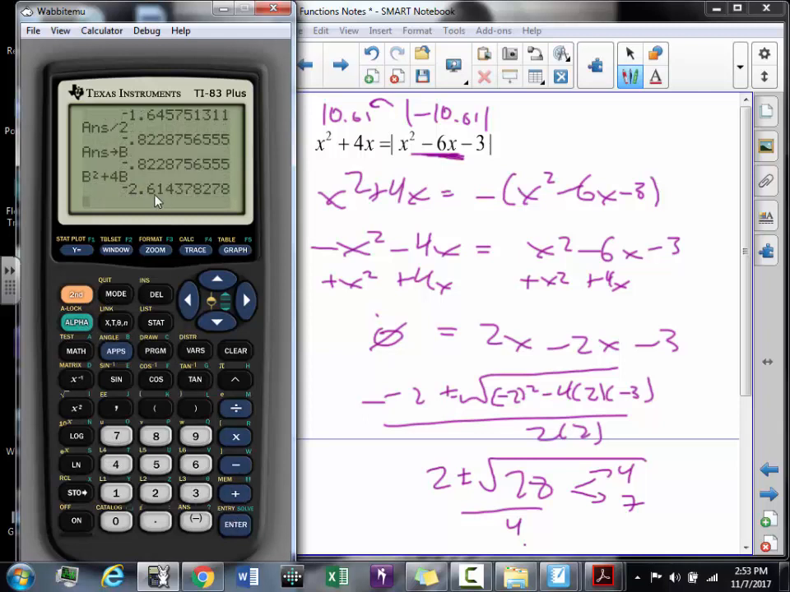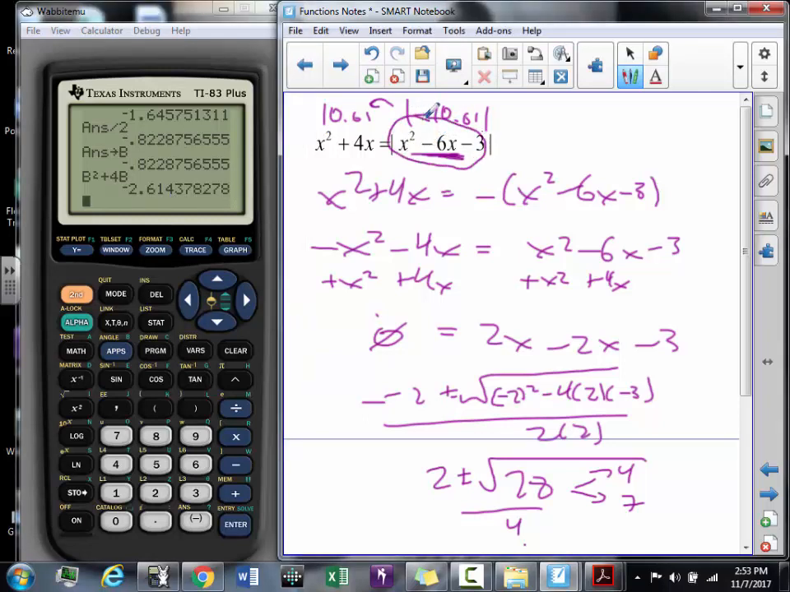So this is what I got with the negative version one. I'm actually not even going to test it. Can you guys explain to me why I shouldn't even bother testing? I know that it's extraneous. Yeah. How in the world am I going to take any number right here and absolute value it and get a negative? You can't, right?